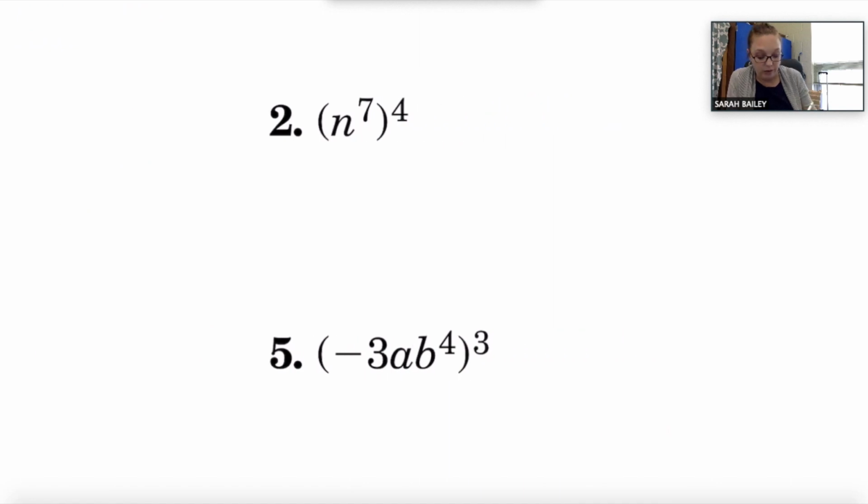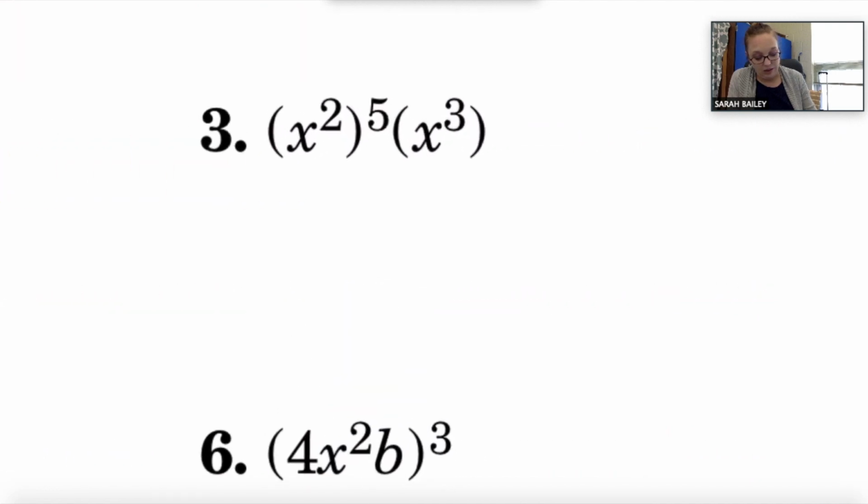For number 2, again, you're going to keep the base and then multiply your exponents. 7 times 4 is 28, so it's going to be n to the 28th power. Okay, and let's try number 3.